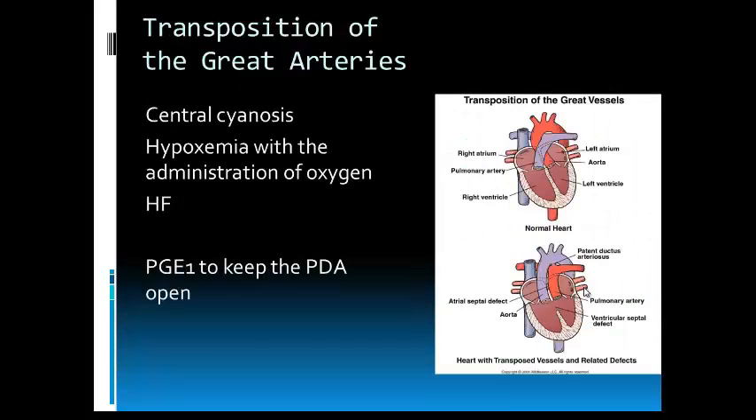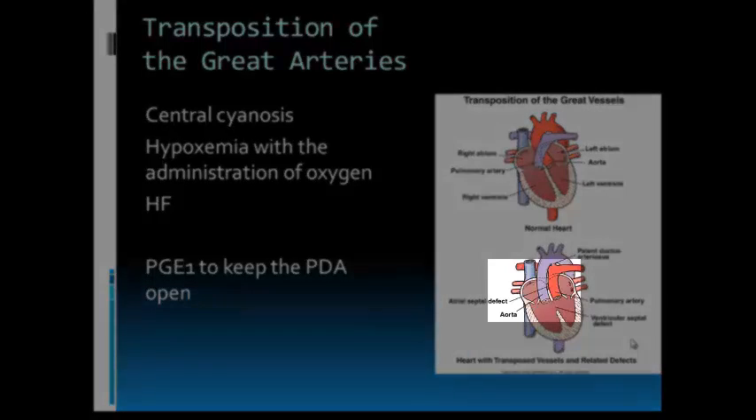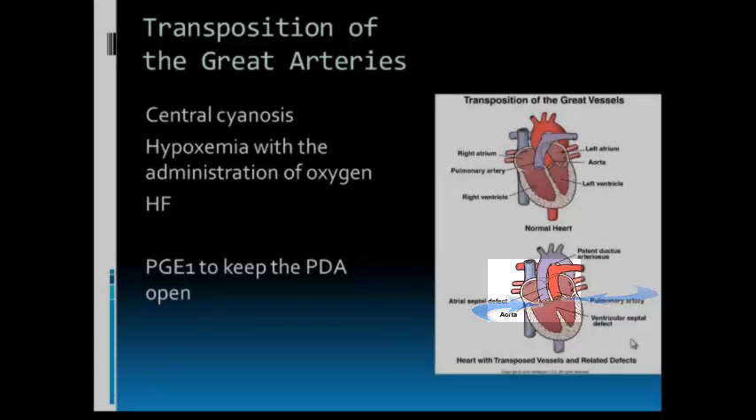Last one we're going to talk about is transposition of the great vessels. This is more common in males than in females. Almost half of them have an existing VSD, and as you can see at the bottom picture, you can see the huge VSD there. Right ventricle gives rise to the aorta, left ventricle gives rise to the pulmonary artery. So off the right ventricle, we've got the deoxygenated blood flowing into the systemic circulation. Off the left ventricle, we've got oxygenated blood going back into the lungs.